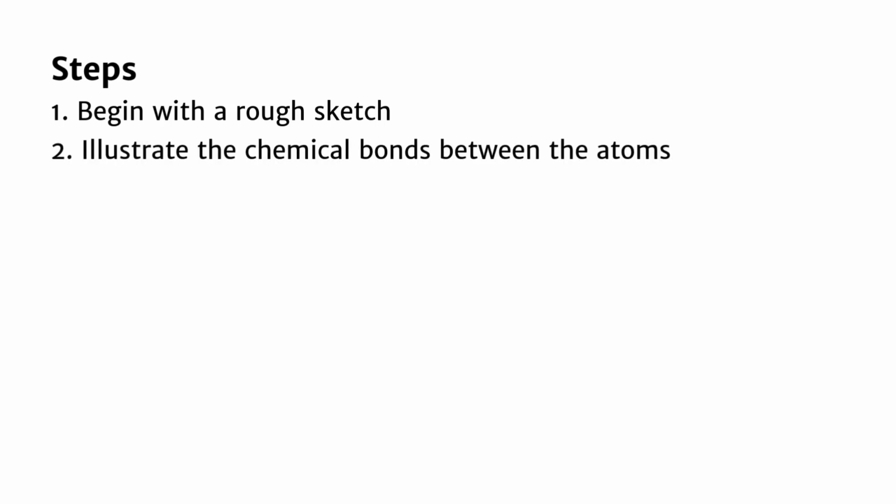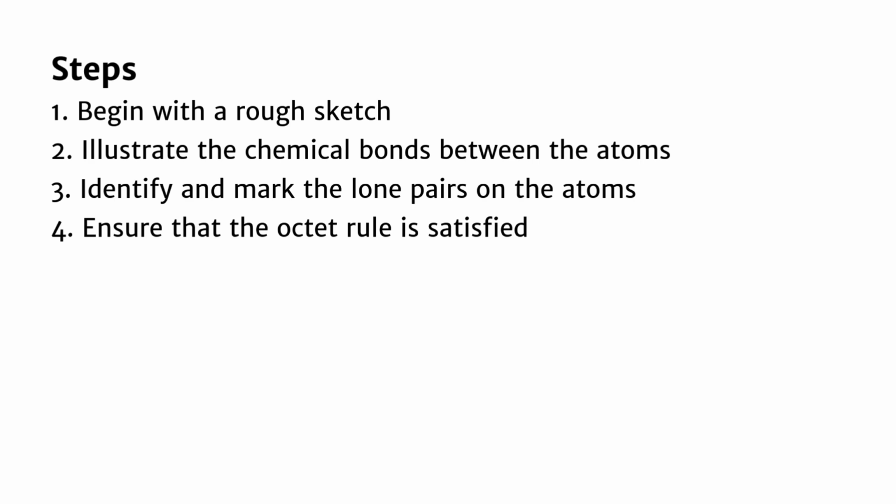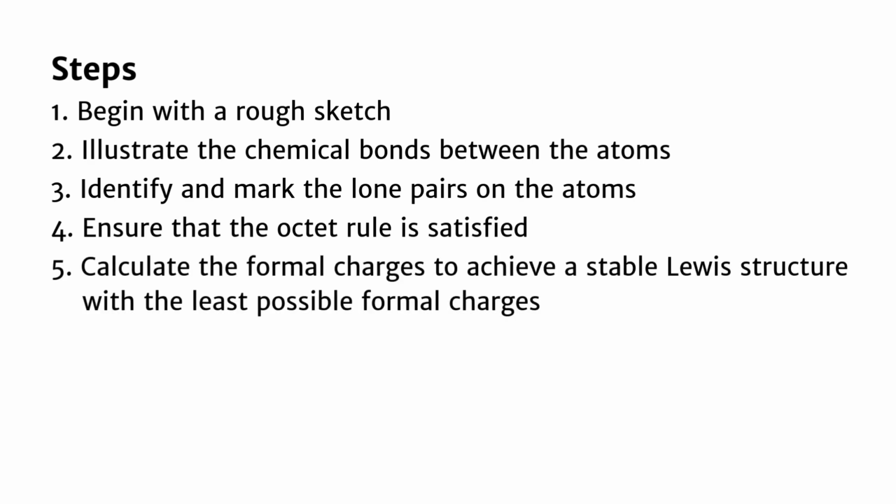Next, we'll illustrate the chemical bonds between each atom. Then, we'll identify and mark the lone pairs on the atoms. After that, we'll ensure the octet is complete for each atom. Finally, we'll calculate the formal charges for each atom and determine whether the final structure is stable.